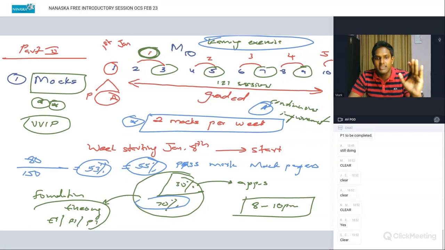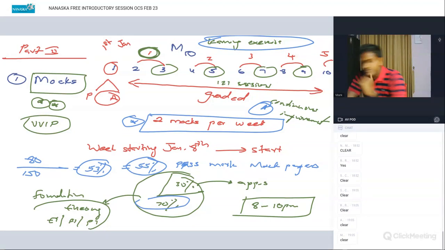So is everybody clear on the approach we are going to take for mock papers? Any questions to be asked from this? Clear or not clear? If you can put a note on the chat box, that would be fine. Good, right? So we've got to commit to this.